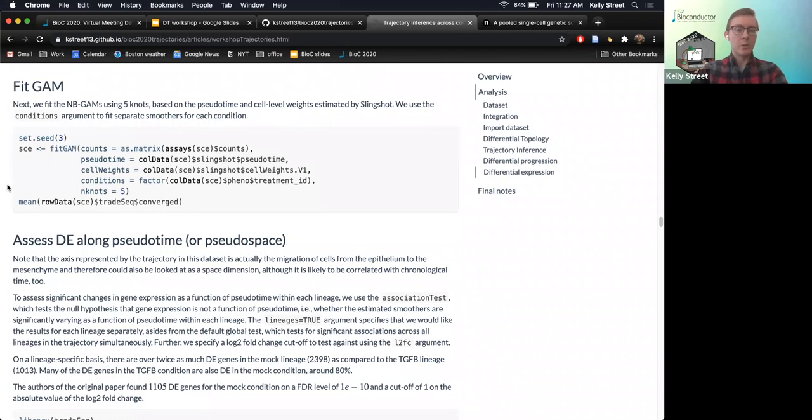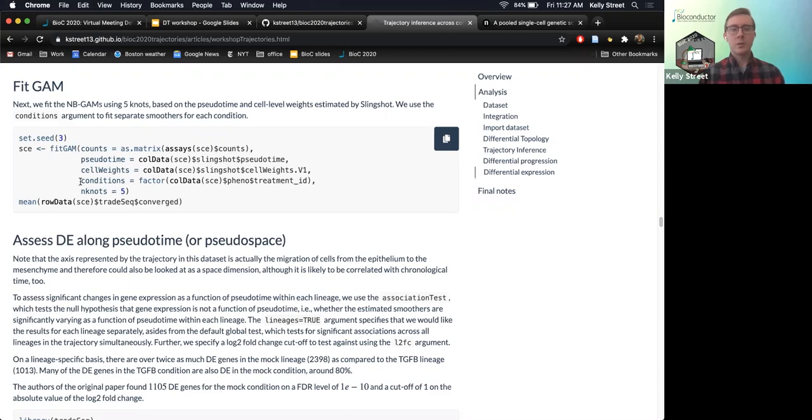And I'm going to make special note of the conditions argument. This is not available in the standard version of TradeSeq, the version that's currently on Bioconductor, but it is on our GitHub under the conditions branch. So right now, this is still very much in development. These are fairly new methods for us, and so you have to install via GitHub, and specifically the conditions branch, if you want to access this functionality.